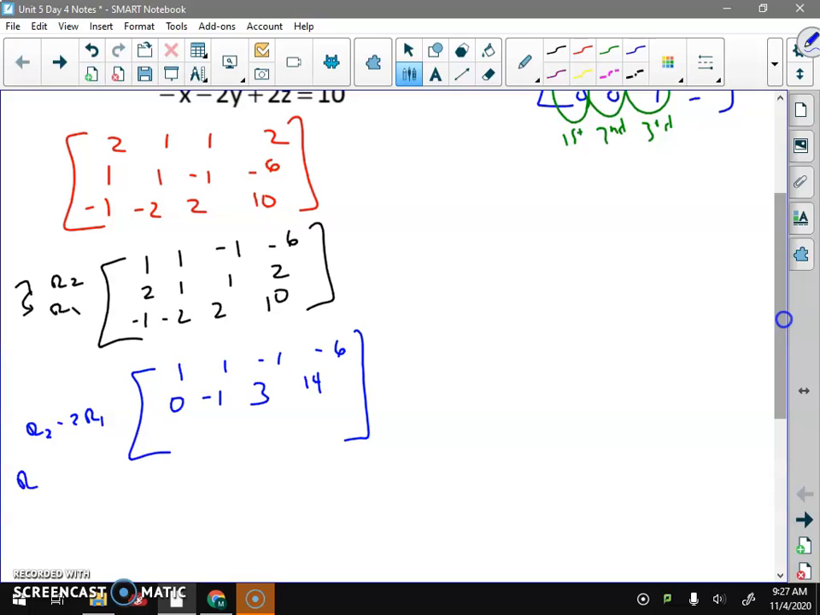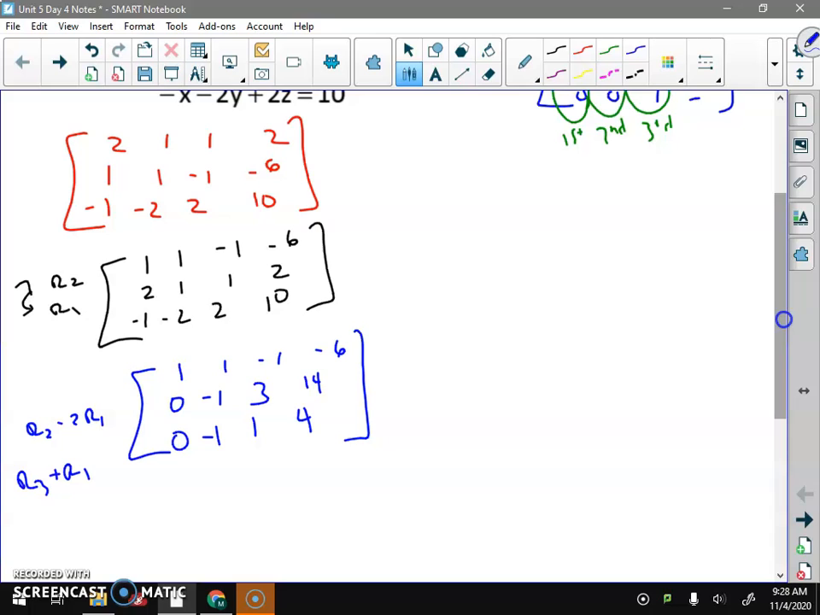Row 3 plus row 1. Stop and pause if you want to see if you agree with me or not. Do whatever you need to do on this video. 1 plus negative 1 is 0. Negative 2 plus 1 is negative 1. 2 minus 1 is 1. 10 minus 6 is 4. All right, we got our first column, the 1, 0, 0.